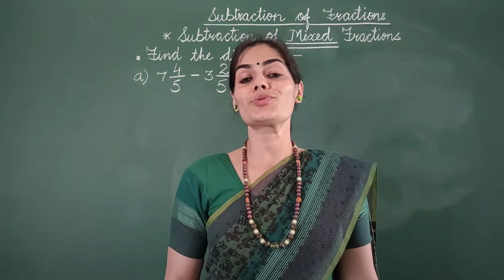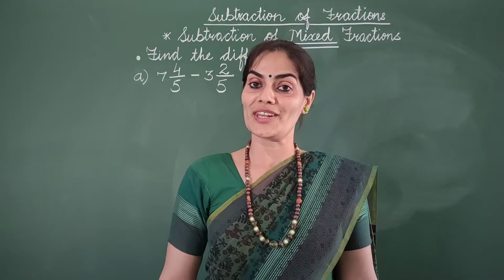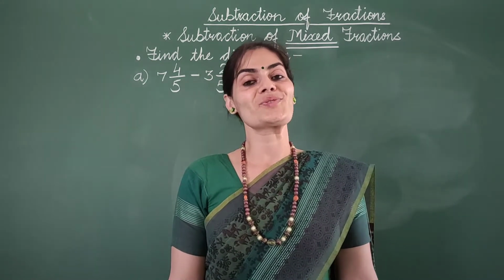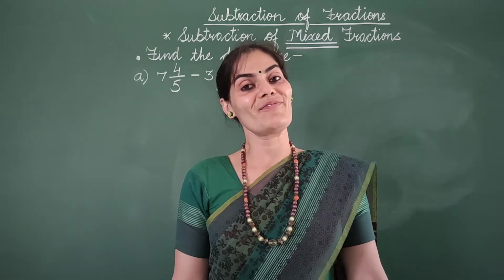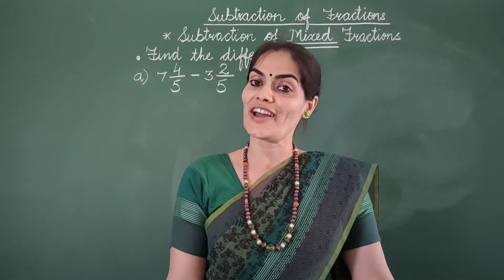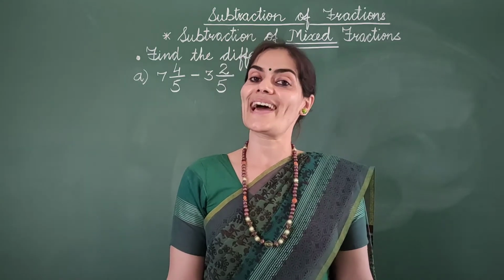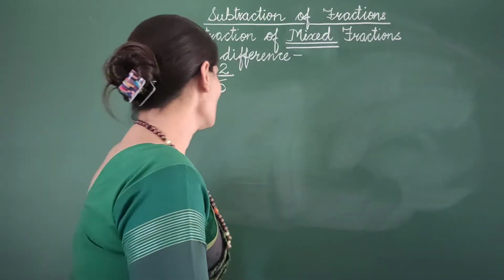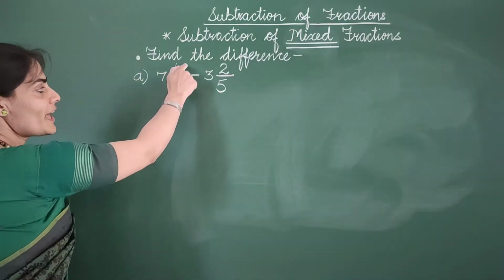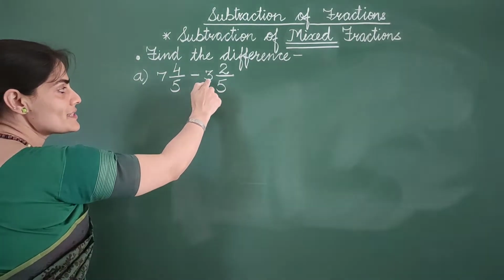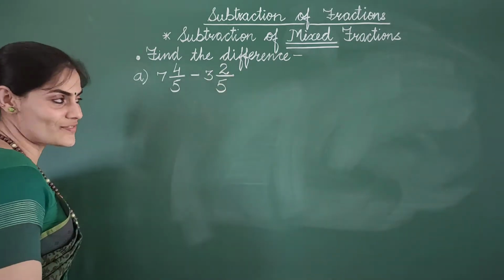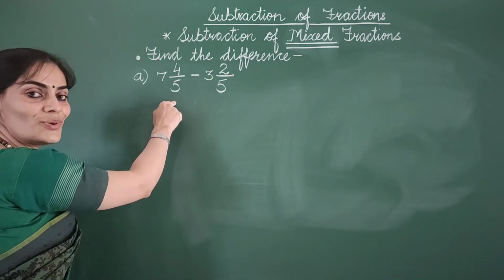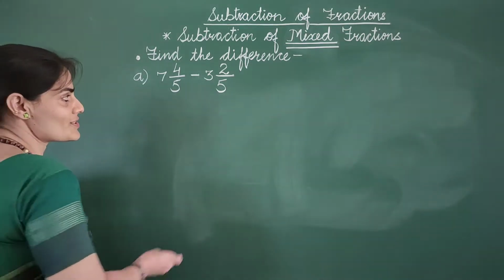You are required to do only one extra operation there, and that is to convert the mixed fractions into improper fractions and then find the difference as you normally find the difference between like and unlike fractions. So let's begin, everybody. We have here 7 and 4/5 minus 3 and 2/5. So I first convert these mixed fractions into improper fractions.